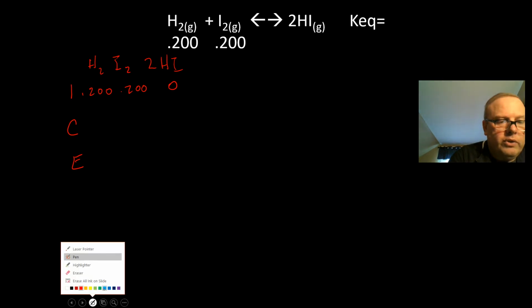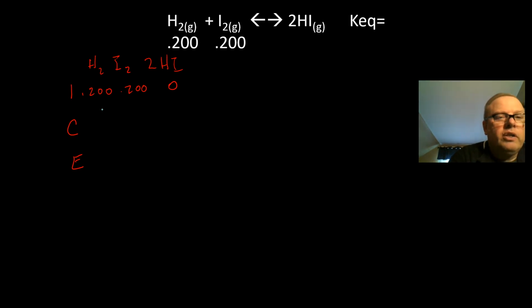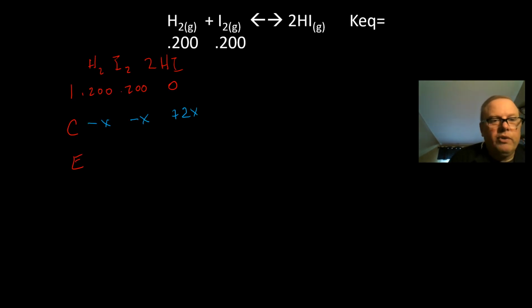So now let's do this. The change here is going to be minus X. This will also be minus X. And this will be plus 2X because it is our product. So our initial concentrations are changing by amounts represented by X's. And now we're going to go off the page and end up with our equilibrium.